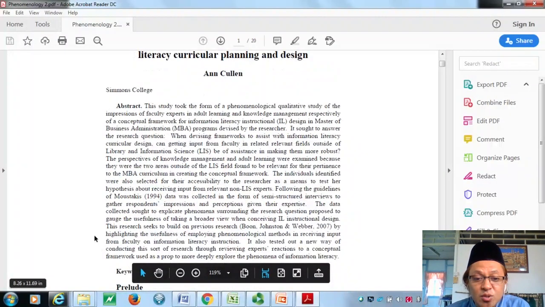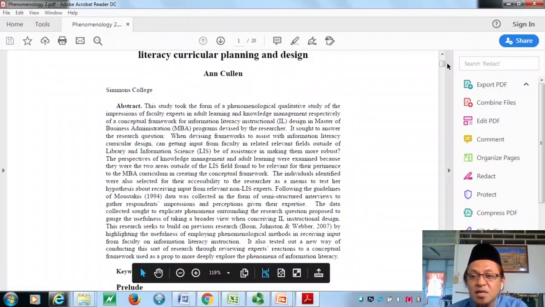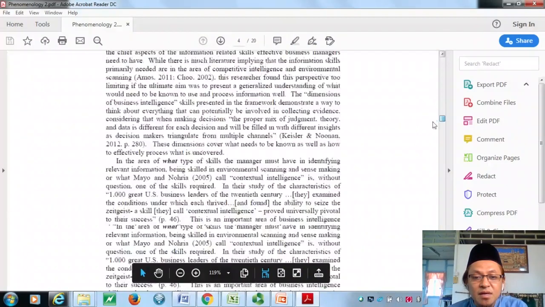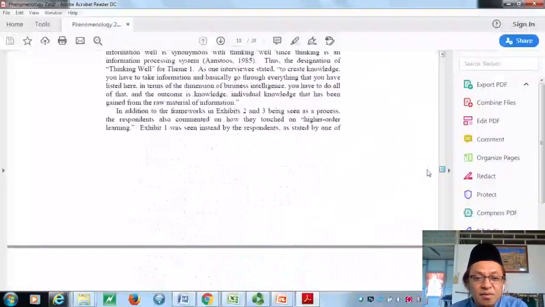In the abstract, the author mentioned this research seeks to build on previous research by highlighting the usefulness of employing phenomenological methods in receiving inputs from faculty on information literacy instruction. It also tested out a new way of conducting this sort of research through reviewing expert reaction to a conceptual framework used as a prop to more deeply explore the phenomena of information literacy. This is interesting. It has some quantitative data as well, and sub-themes.